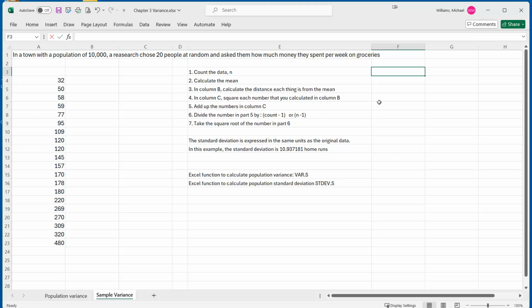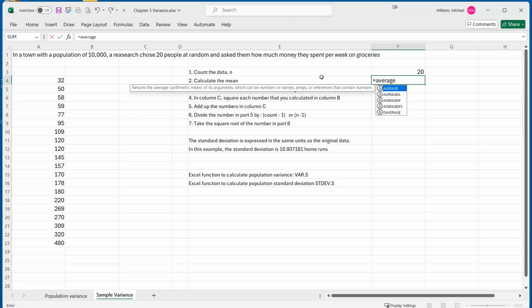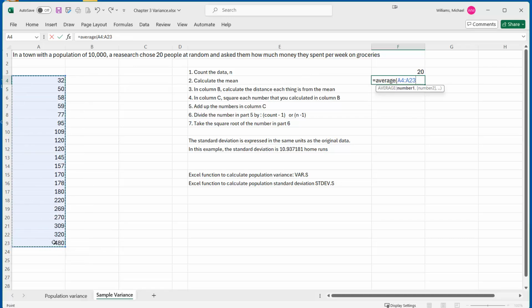So first we got to count the data, right? Count. Grab the data. Enter. I got 20 pieces of data. Well, I think I told you that up here, right? I asked 20 people, fake people, how much they spent on groceries for last week. Now calculate the mean. We've got to use that average function in Excel, right? Grab the data. $170.9.